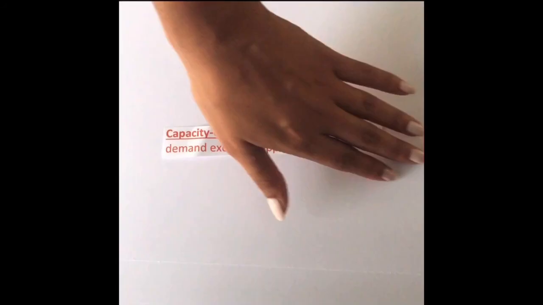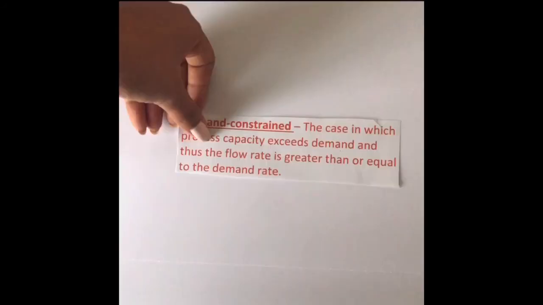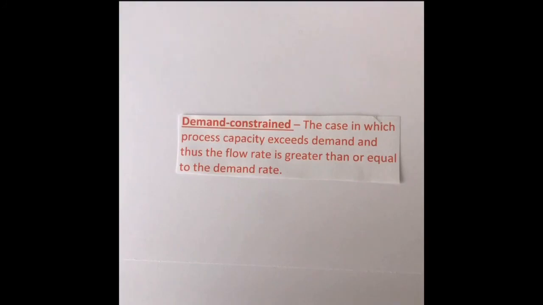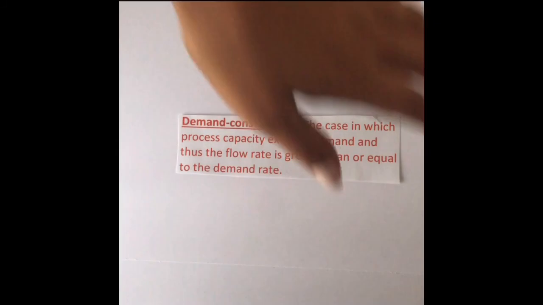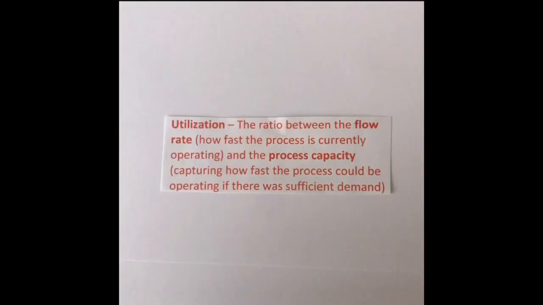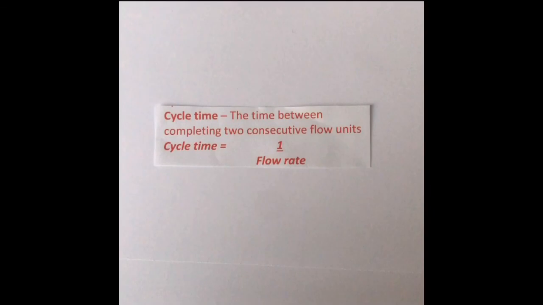Capacity constrained is the case in which demand exceeds the supply. Demand constraint, the case in which the process capacity exceeds demand and thus the flow rate is greater than or equal to demand rate. Utilization is the ratio between the flow rate and the process capacity. Flow rate over capacity. As for cycle time, it's the time between completing 2 consecutive flow units, 1 over the flow rate.